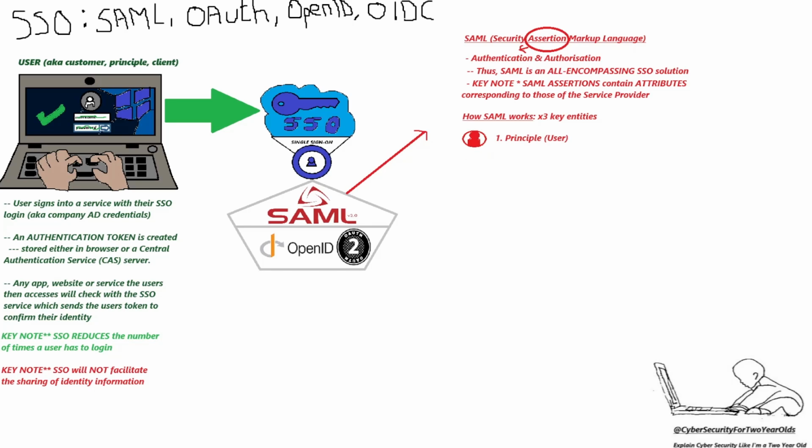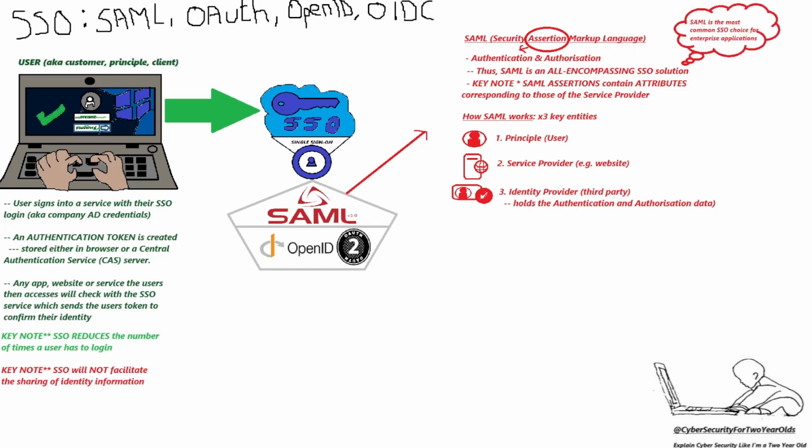The second entity is a service provider, e.g., a website, an application, or a service that we, the principal user, want to access. And the third entity is the identity provider, which is a third party that usually holds the authentication and authorization data, allowing SSO to work. A bonus tip: SAML is most commonly used as the SSO choice for large enterprise applications.